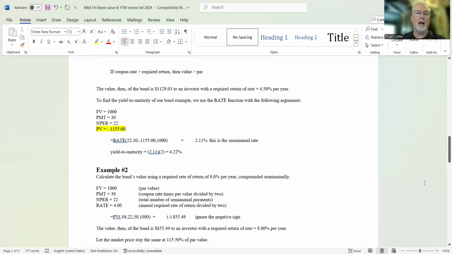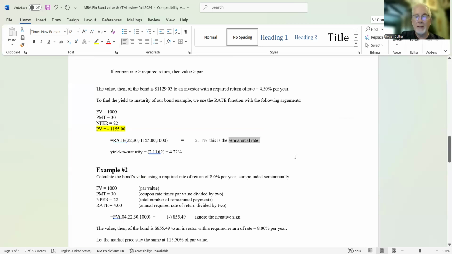That's simply 115.5% of the $1,000 par. Right? And that's where that 1155 came from. All right. Put all that in the parentheses, close the parentheses, hit enter, and you get 2.11, and it's a percentage. But it is the semi-annual percentage.